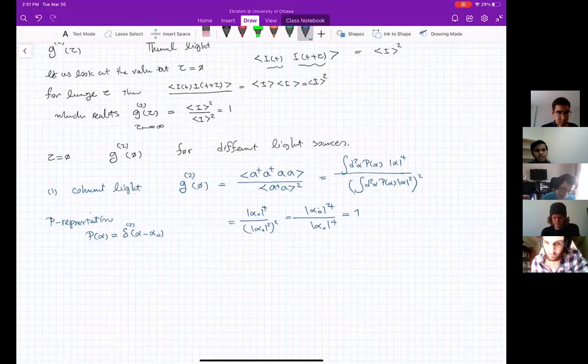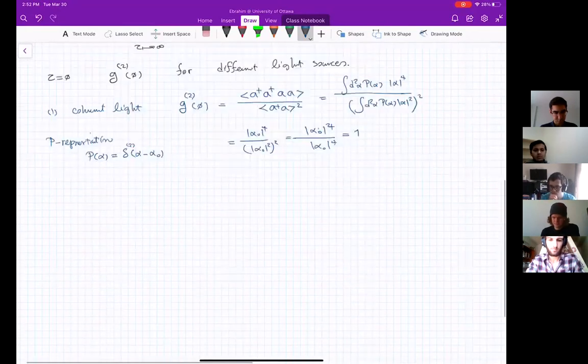It seems that they look like completely independent ones. Look at the case of tau going to infinity. They look completely independent. Good. So for the case of a coherent state, what I will see is that the G2 function is given by the value of 1.